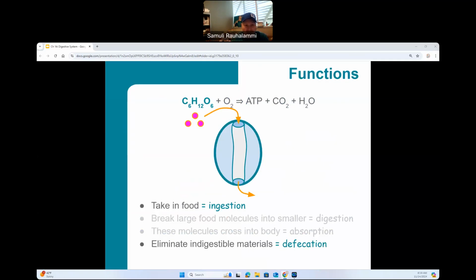The final function that I've shown in this list is that, of course, the digestive system is also important for eliminating indigestible material. This could be, for example, fiber that we have in our diet. We still need it in the things that we eat. We need fiber for two main reasons. First of all, to move things along in the digestive tract, and then as bulk to feel full. For example, your stomach will sense whether it's full or not, and that will control whether you feel hungry or not.